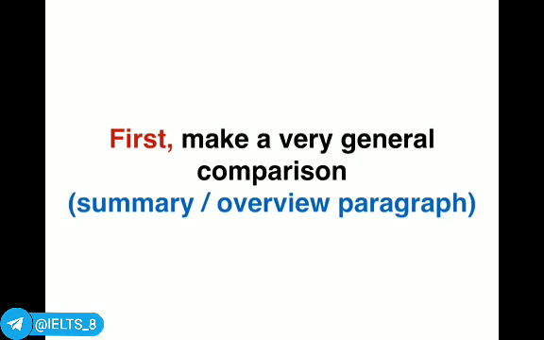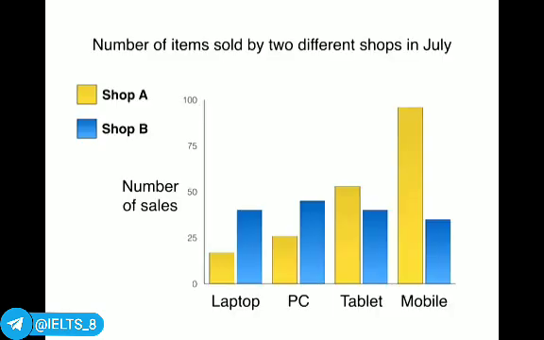For example, if we use our bar chart and look for the most general information, I would notice that this is easily the highest figure, mobile phone sales in Shop A, and looking at Shop B, I'd probably just say that the figures are similar for all 4 items. We're not going to give the numbers, the number of sales. We're just going to talk in general about those highest or similar figures.